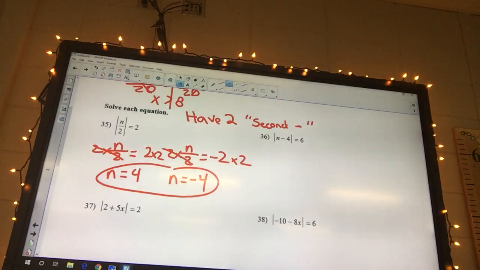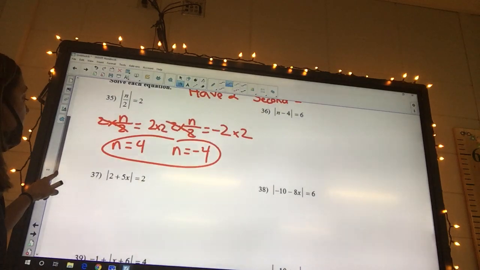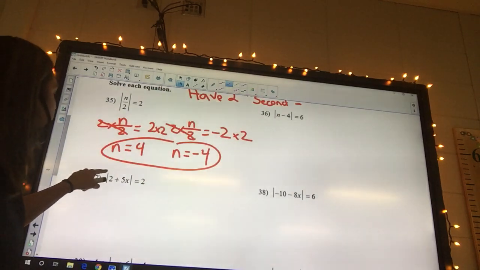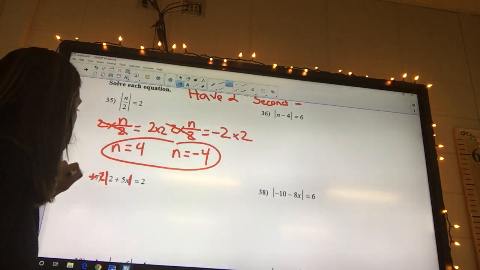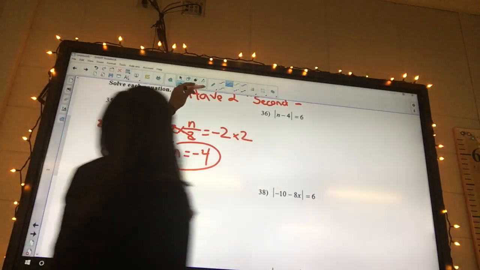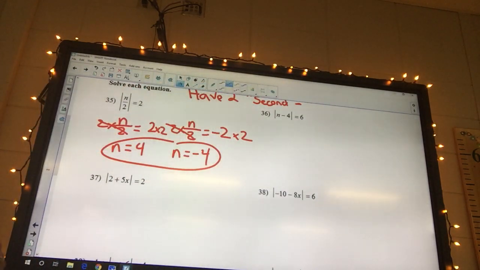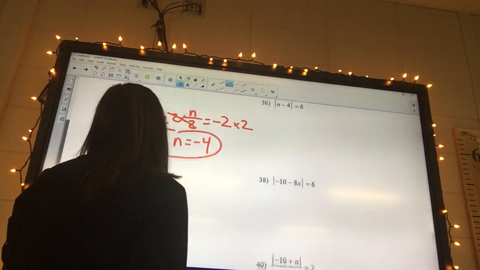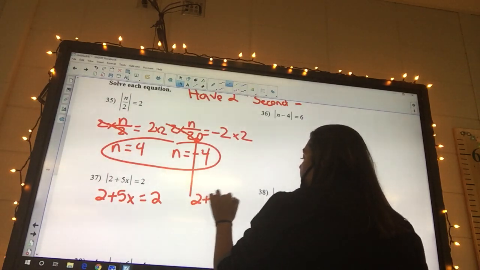Do you want me to do 37 or 38? 37. Okay, is the absolute value all by itself? Yeah. By that I mean there's nothing else on this side, like a 2 out here or a plus 4, on the outside. So is it by itself? Yeah. So now what do we need to do once it's by itself? Make 2 equations. Write it twice. 2 plus 5x equals 2. What about the second one? Negative 2. So it's going to be 2 plus 5x equals negative 2.